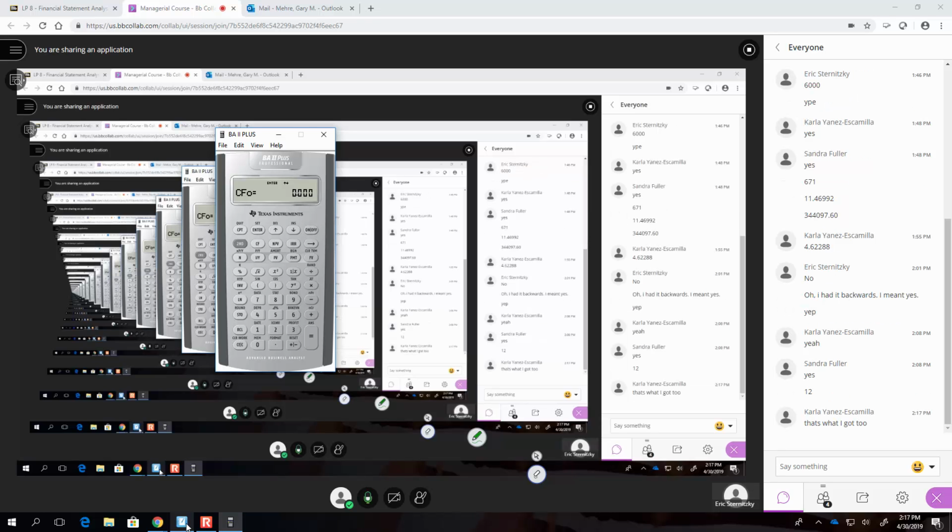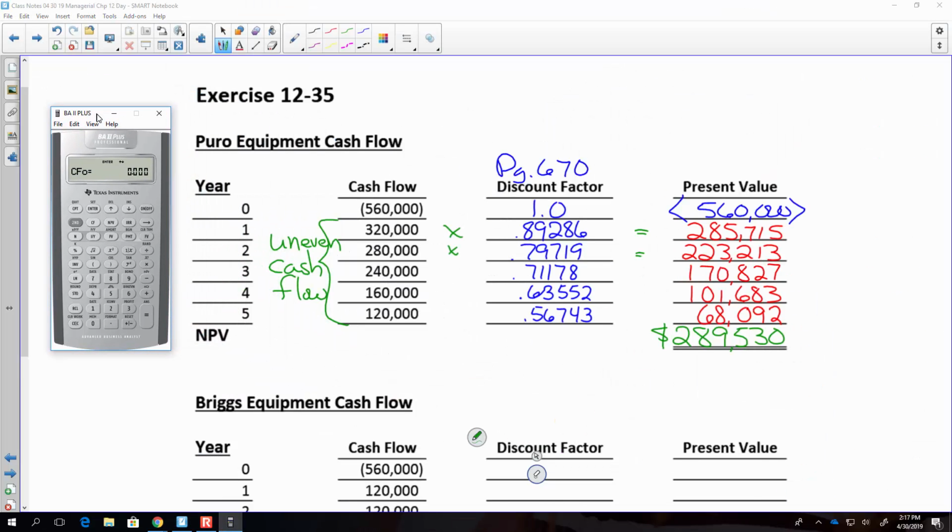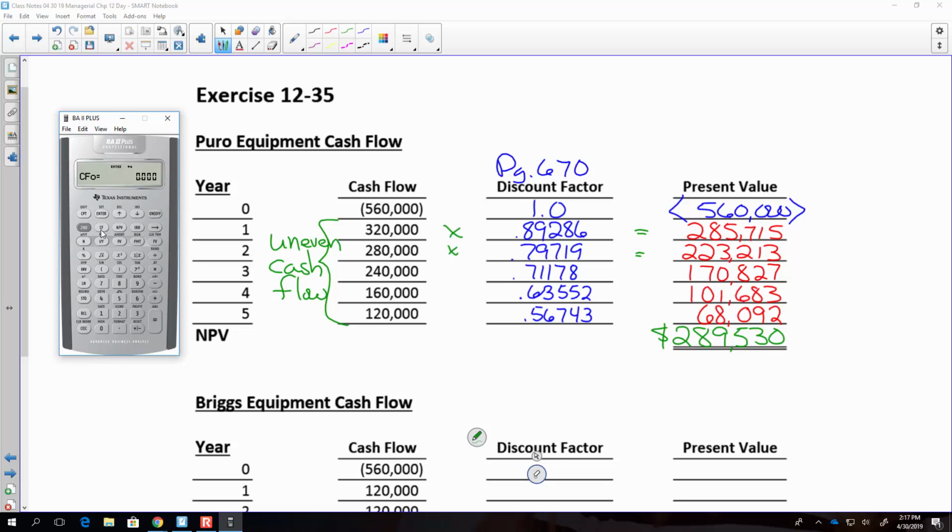Okay, thank you, Carla. Awesome. So let's use our calculator. Let's see if we can get this to work the same way. So again, hit the CF button first. Make sure you clear it out. Second function, clear work. 560 is entered first with a negative. 560 negative, enter. You should see a little arrow right above the number that shows it's been entered.